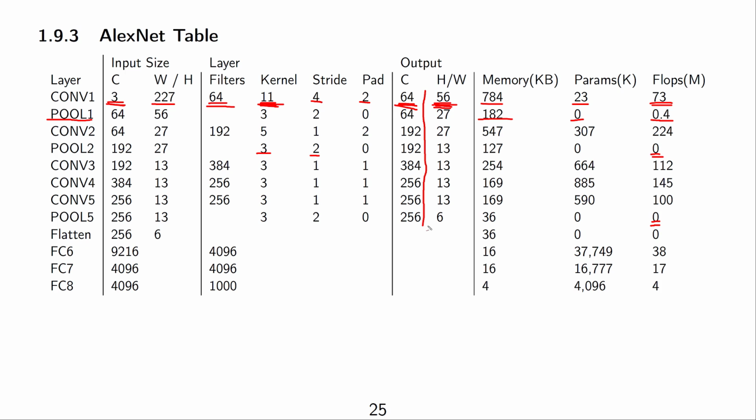But this type of concept is still there. So when you look at these type of convolutional networks, or almost any convolutional network, the number of channels would increase and the spatial resolution would decrease. So we see this inverse trend here: 56, 27, 27, 13, 13, 13, 13, 6.